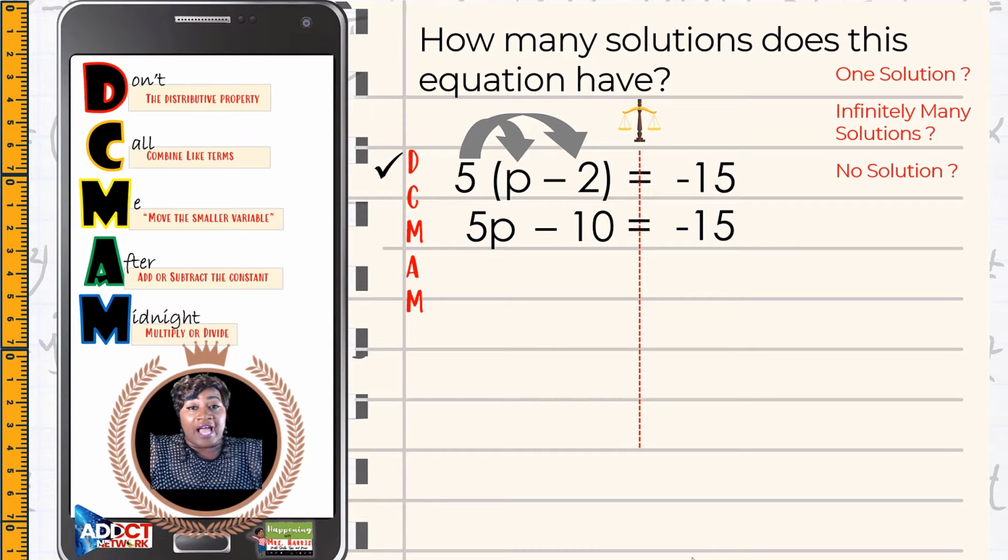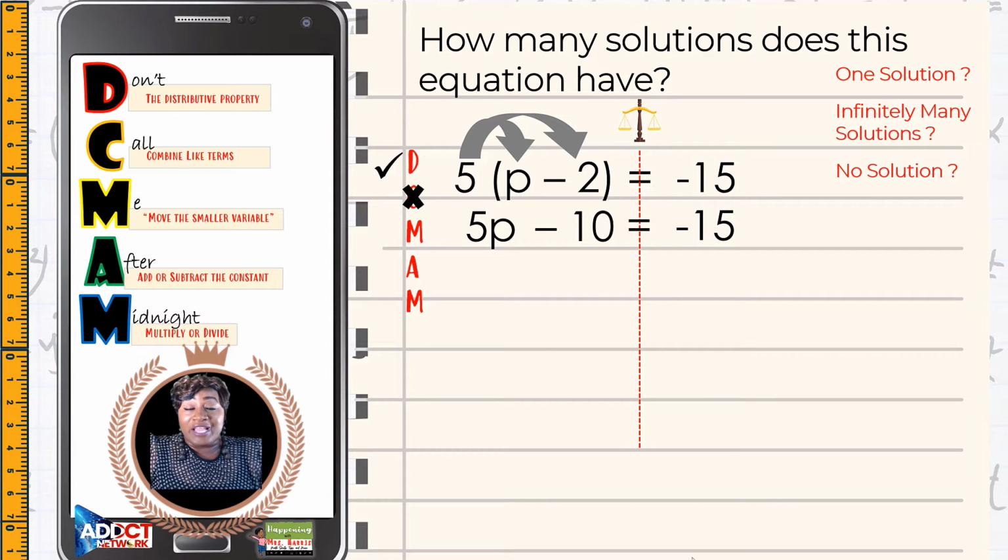Now we will check for like terms. Are there like terms on the left side of the equal sign? No, we only have 5p minus 10. They're not like terms. Are there like terms on the right side of the equal sign? No, we only have the constant, negative 15, so no like terms there. We can cross out the C.